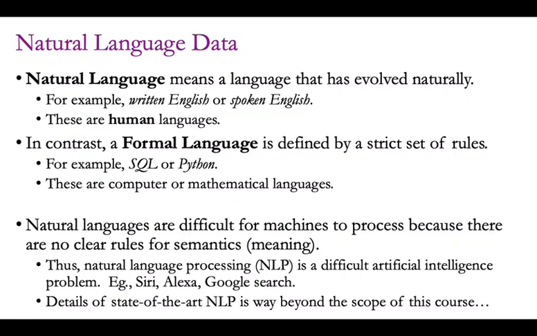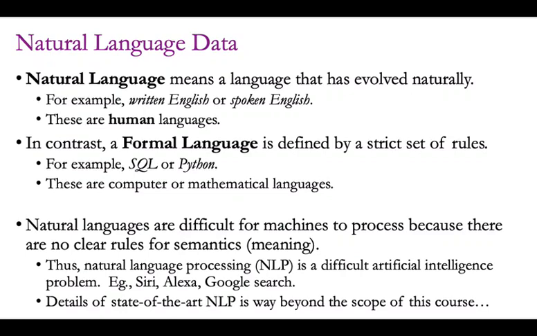But those are artificial languages. Those are formal languages. Another example of a formal language is SQL or Python, R. Those are languages defined by a strict set of rules, and someone decided how to define them. It's easy to interpret those languages because they have strict rules, right? So a computer can interpret SQL or Python and run it, and two different computers will interpret it the same way because of the formal rules of the language.